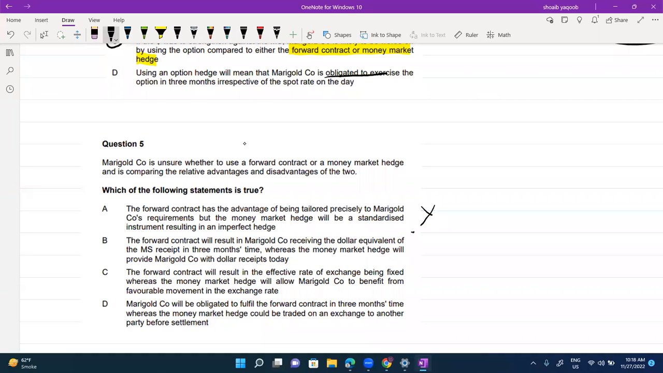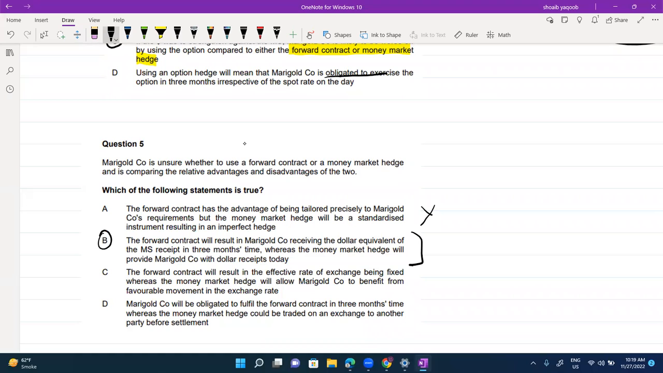ये देखें, ये दोबारा पढ़ें जरा, ये वाला। मुझे तो सेकंड वाला ट्रू लग रहा है, प्लीज चेक करें। ट्रू है, इट इज ट्रू। कहता है फॉरवर्ड कॉन्ट्रैक्ट विल रिजल्ट इन मैरीगोल्ड कंपनी रिसीविंग द डॉलर इक्विवेलेंट ऑफ एमएस रिसीट इन 3 months टाइम। फॉरवर्ड कॉन्ट्रैक्ट में यू विल रिसीव द मनी आफ्टर 3 months, बट मनी मार्केट हेज में यू विल रिसीव द डॉलर नाउ। दैट इज ट्रू। So B is the answer.